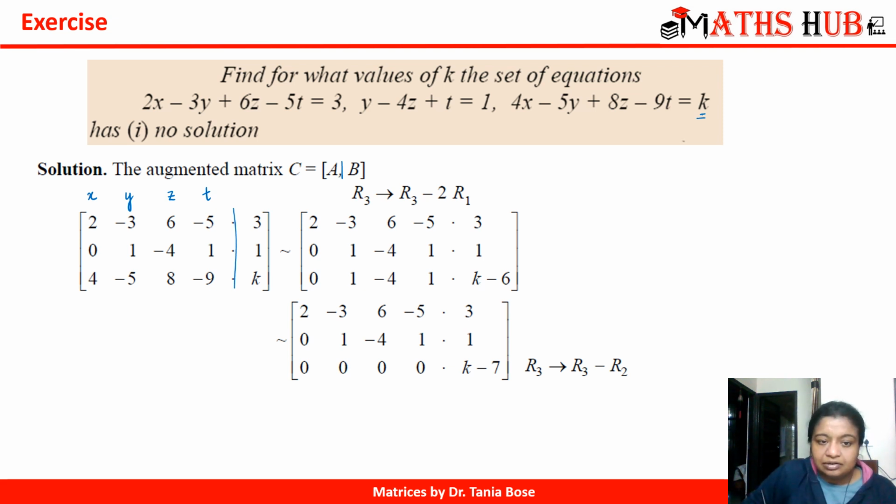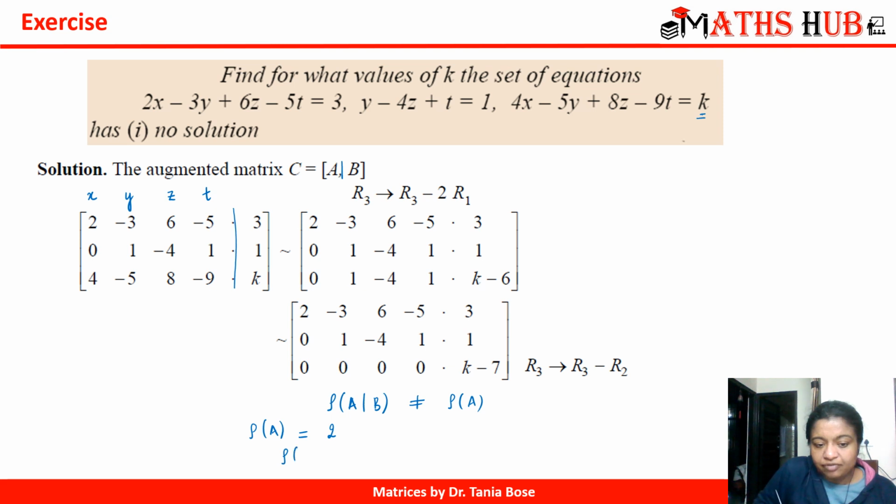Now, for this system to have an inconsistent solution or no solution, what is the criteria? The criteria says that rank of A augmented B should not be equal to rank of A, right? Now in this stage, can you tell me what is rank of A? You can put your hand on the coefficient matrix, right? So you can see that one row is completely zero, so rank of A is 2, right?